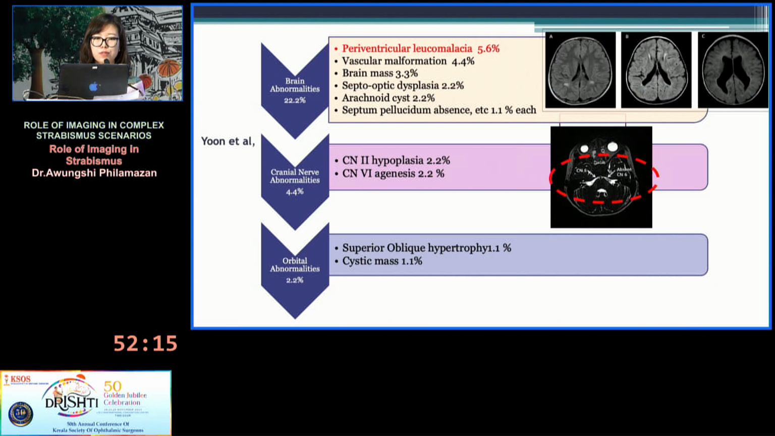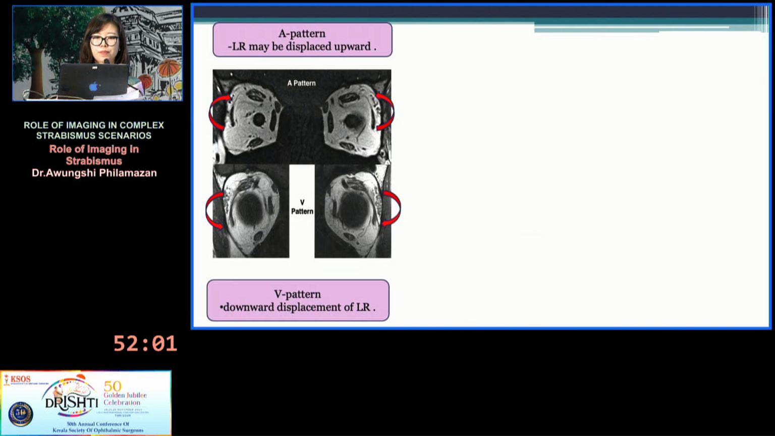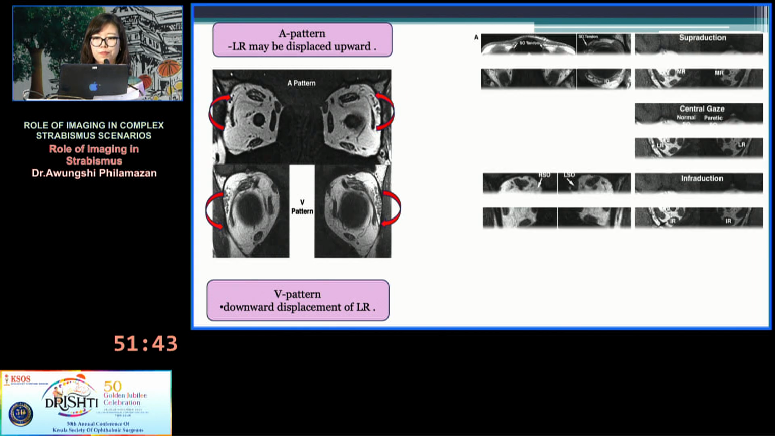Like I said before, it helps to detect brain abnormalities. Periventricular leukomalacia, as it was said yesterday, is one of the most common causes of strabismus, and sometimes nystagmus and strabismus may be the only presenting symptoms for kids with periventricular leukomalacia. In pattern strabismus, in A pattern, lateral rectus may be displaced upward, and in V pattern, lateral rectus may be displaced downward. Understanding this helps us to realize that it is not because of oblique dysfunction, and helps us to change our mode of surgical treatment.